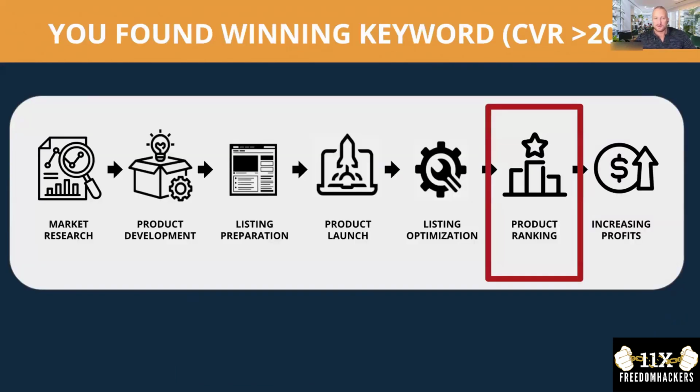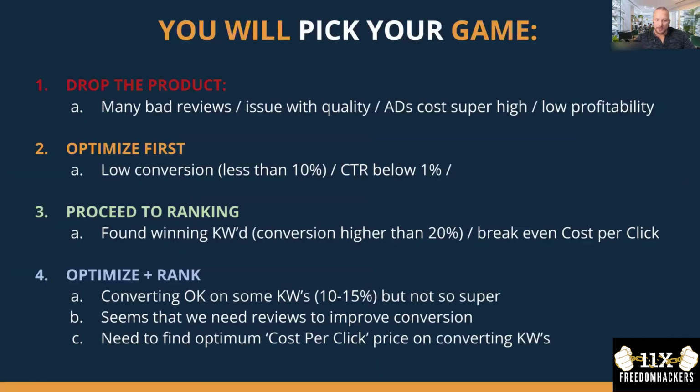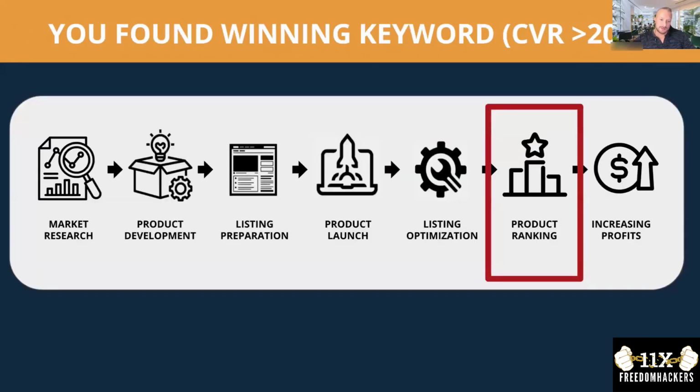So let's go. Number two here, optimization first. You have a really low conversion rate, less than 10%. There's no point putting a lot of traffic into this number two. There's no point wasting a lot of money on the ads if you go on number two. And so you do optimization first and you have a bunch of tasks, right?